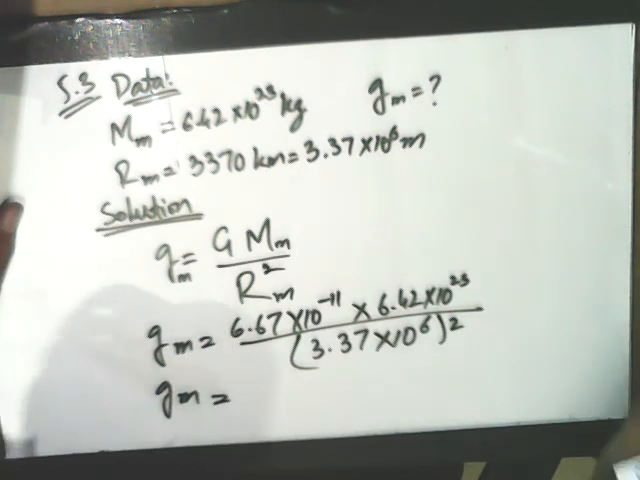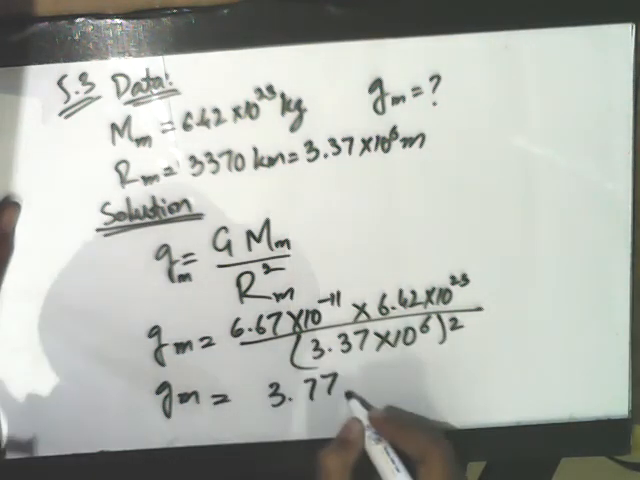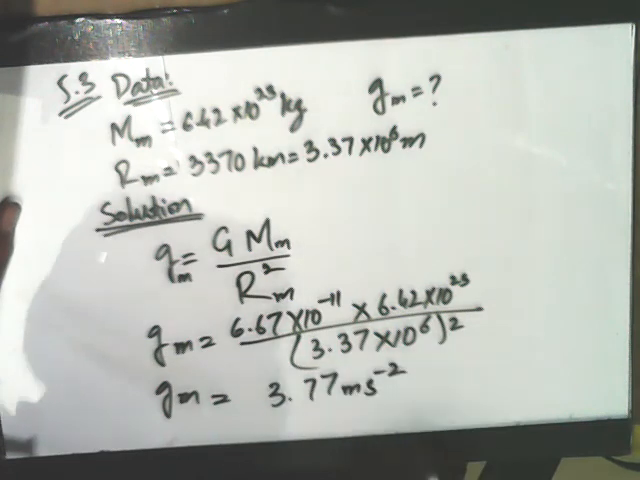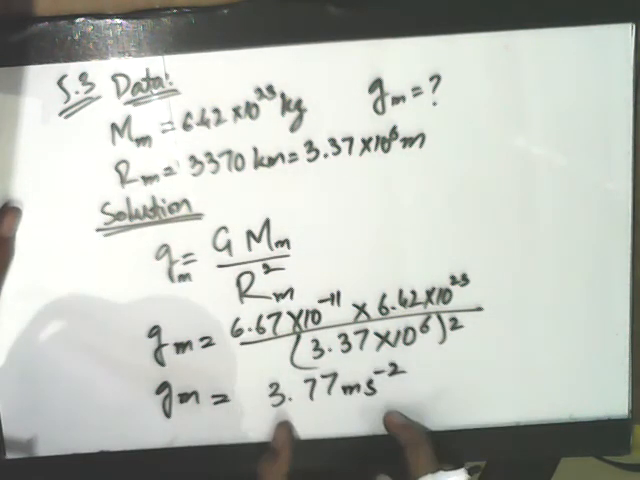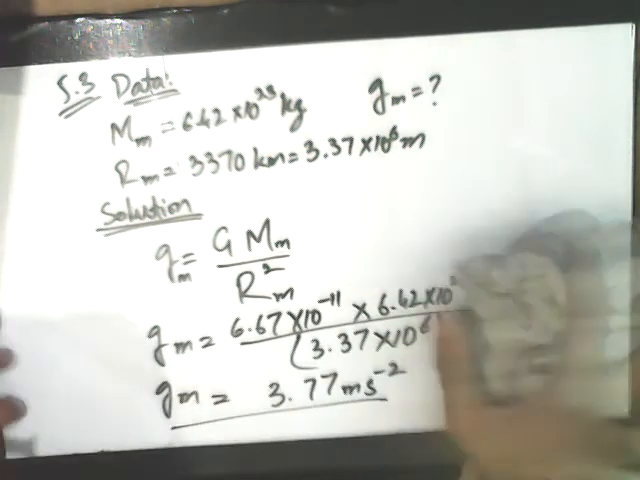Now gm is going to be about 3.77 meter per second square. Once you will solve this using calculator, this is the value we're going to get. So this is the value for the gravitational acceleration on Mars, right? Which is nearly 3 times less than Earth. So I'm going to weigh 3 times less than that. What's my weight on Earth? It's going to be 3 times less on Mars. So moving on to the next numerical.